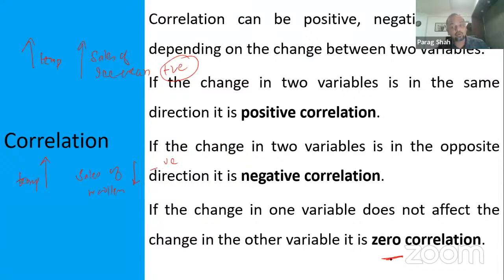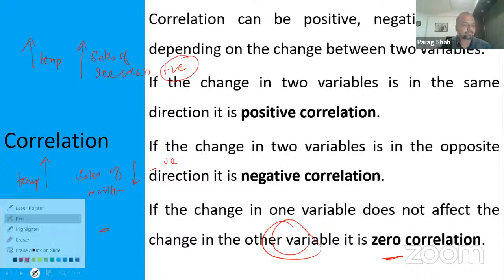What is zero correlation? If the change in one variable does not affect the change in the other variable. That means if one increases and there is no effect on the other, then we say there is a zero correlation. So basically we can broadly classify into positive and negative. If there is a correlation but the variables are not having causation, then it is called a spurious correlation.